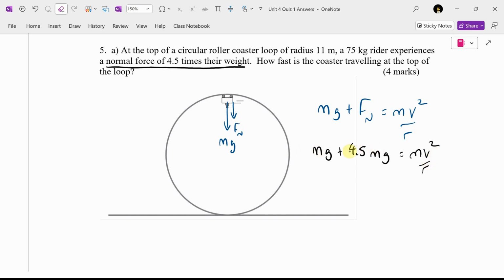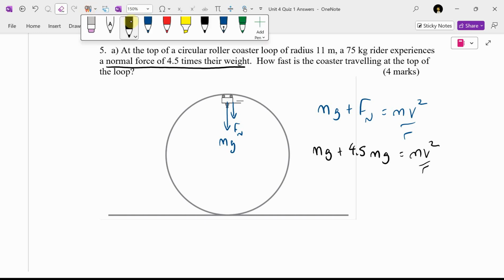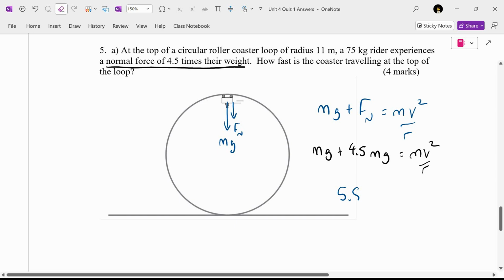And I noticed these are like terms. 1 mg plus 4.5 mgs. I said I can simplify this to 5.5 mgs. That equals mv squared over r. So will little kids and grown-ups all feel 4.5 times their weight? Why? Okay.